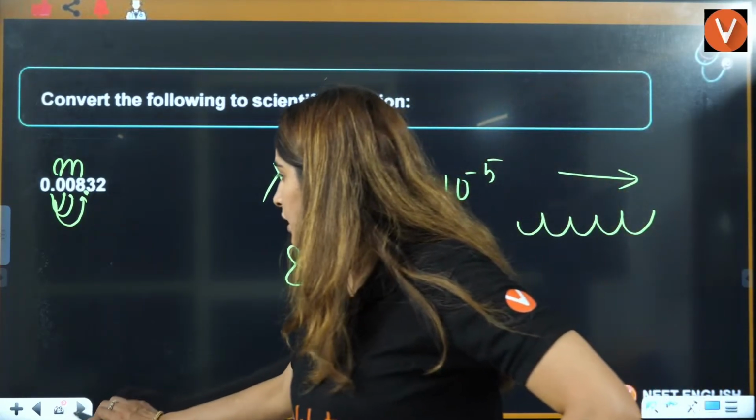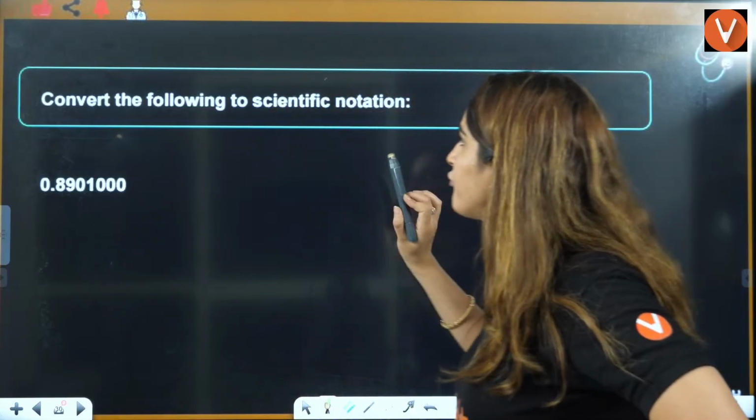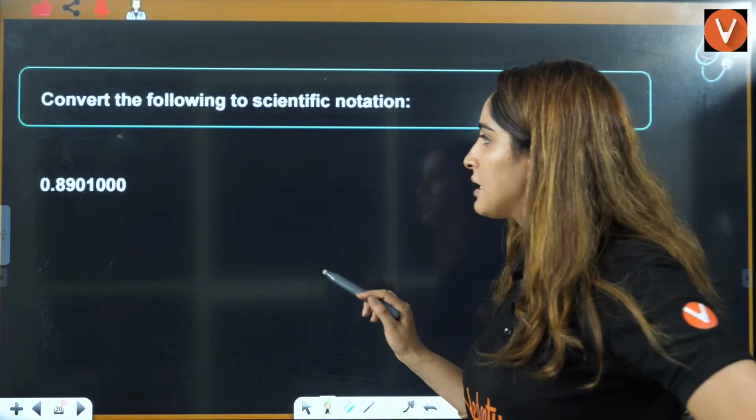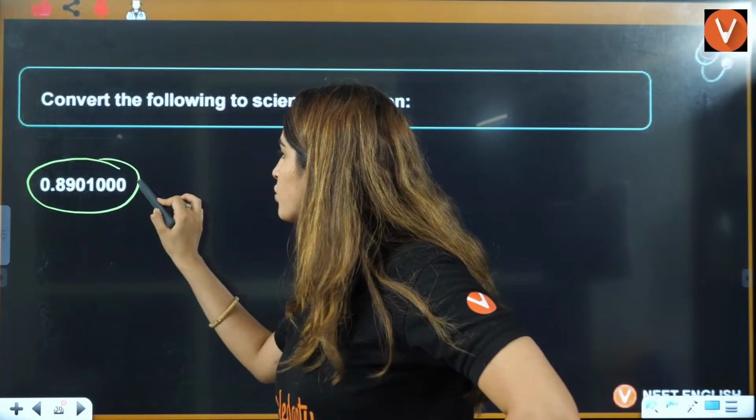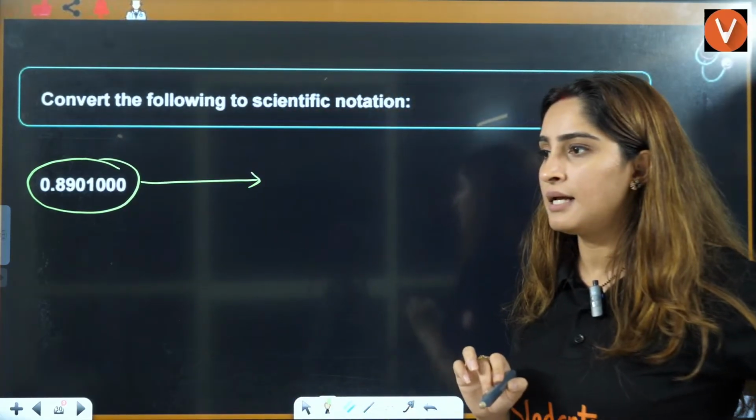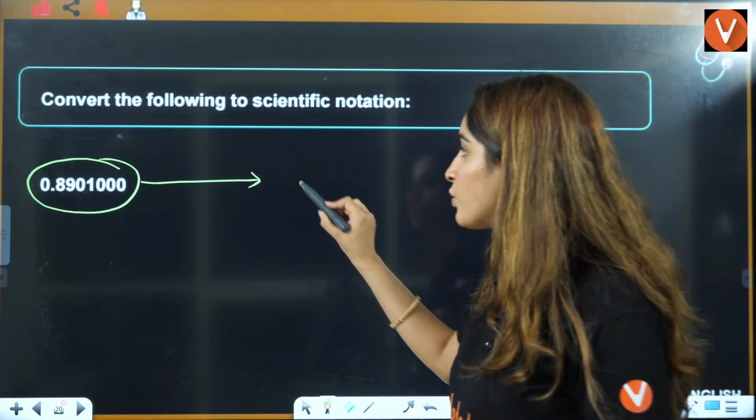Okay? Chal. Now, let us do this. Convert the following to scientific notation. Now, let's convert this thing into scientific notation.